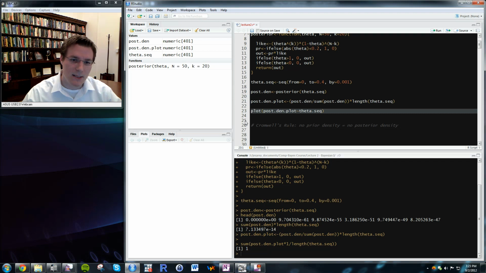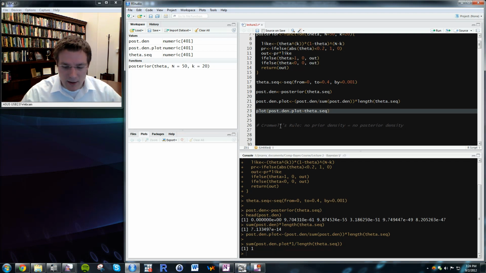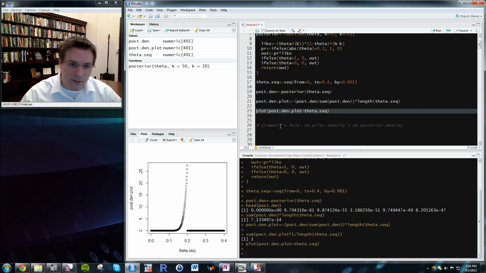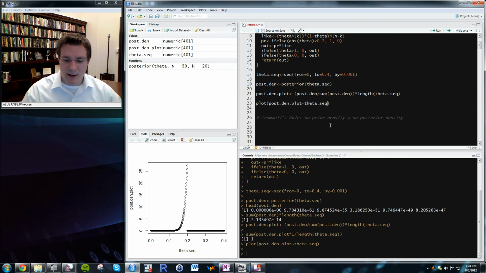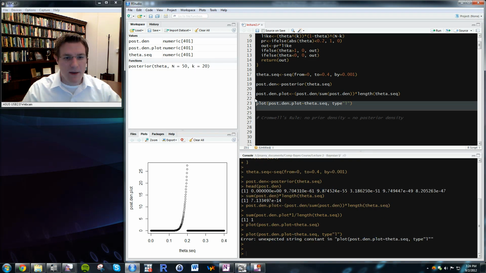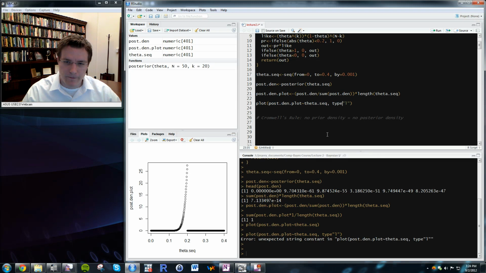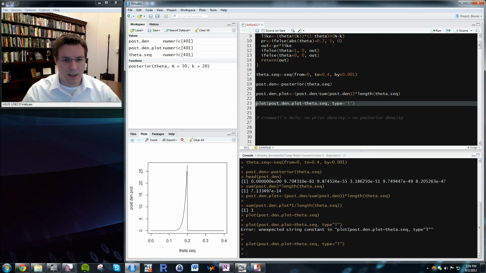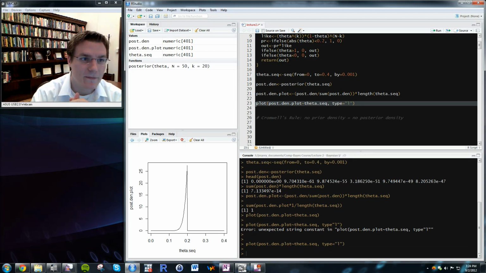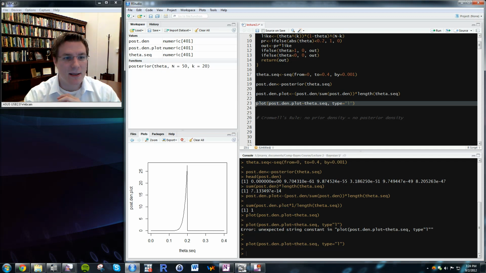Now I'm going to make my plot square here, and if I plot this out, you can see it's coming out as dots. Maybe I want to change this to be a line plot to make it look nicer. If I plot this out with type equals L, there's my posterior density. Now, what is this posterior density telling me?